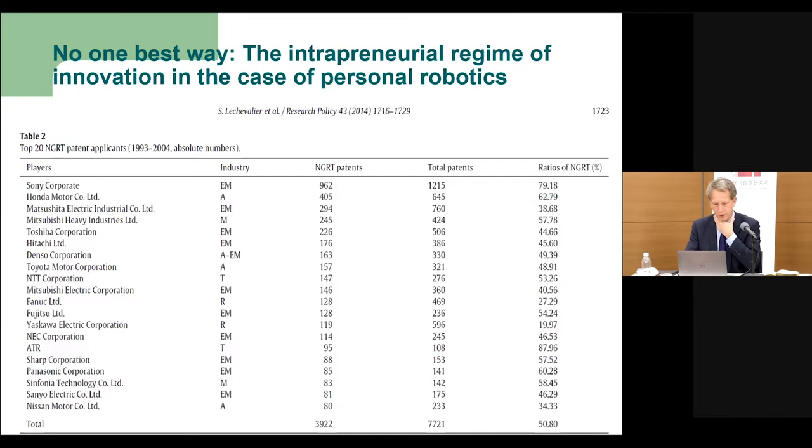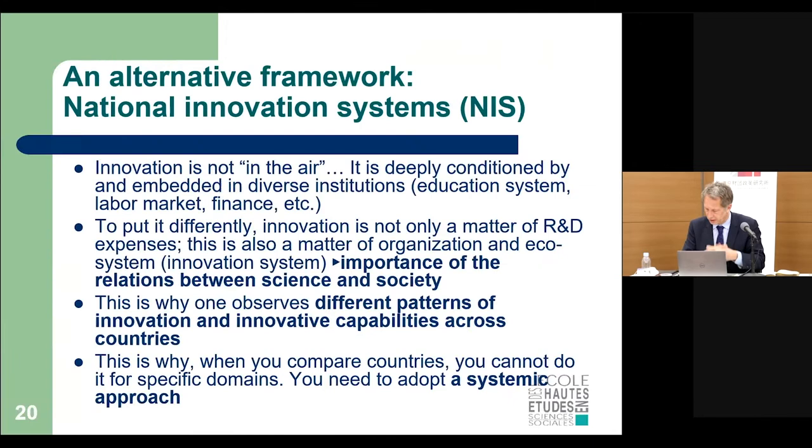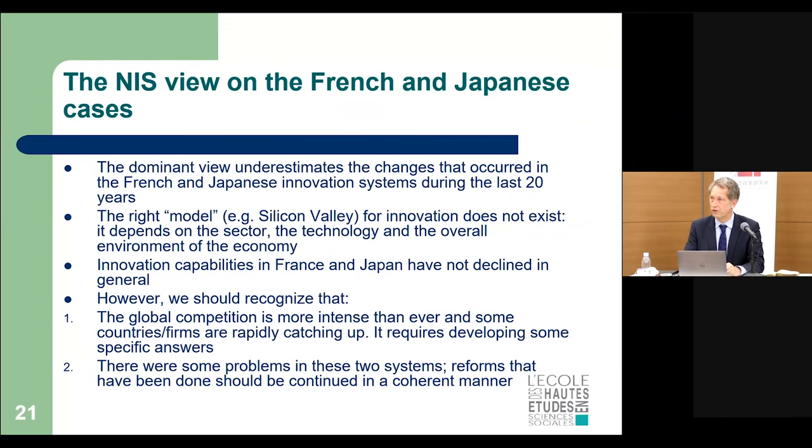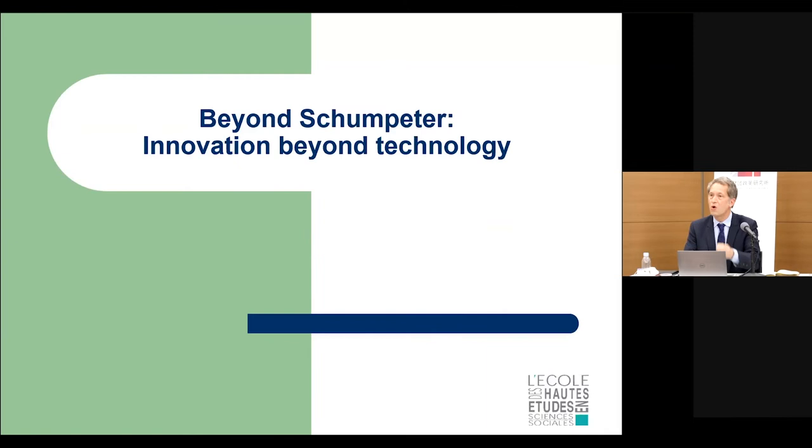Basically, to summarize before moving in the last part of my talk to a maybe more radical criticism against this dominant view, innovation is not in the air, and it's deeply conditioned by a set of institutions, and that's why when we look for policies aiming at promoting innovation, we have to look very cautiously at the relationship between science and society. And if you do so, you will have a more balanced view on the capabilities of the Japanese and French innovation system.